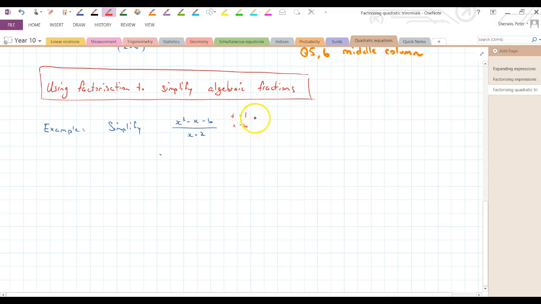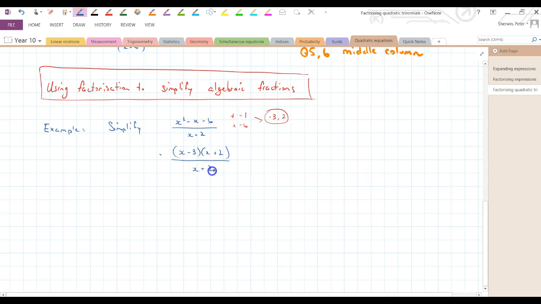So what are those numbers? 6 and 1, 3 and 2. 3 and 2 is going to do it for us, isn't it? One of them is going to have to be negative, and it's going to be the minus 3 to give us the sum of minus 1. So x squared minus x minus 6 simplifies to x minus 3, x plus 2. The minus 3 and the plus 2 have come in from those spots there.